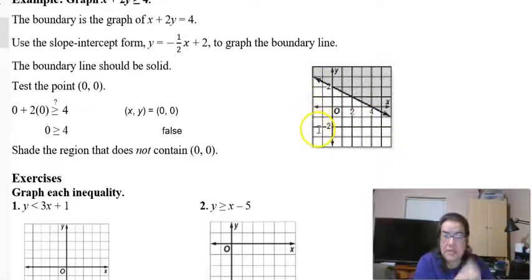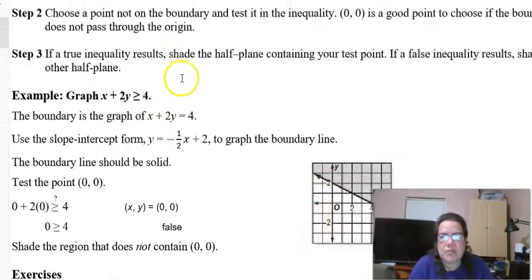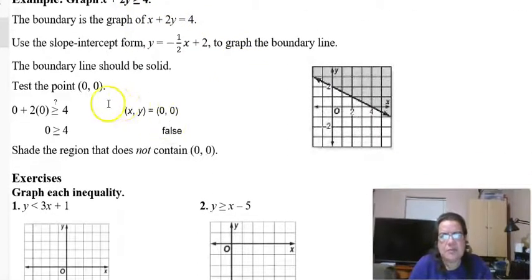Now the question is, well, it wasn't an equal sign. There's this greater than sign here. So test a point, 0, 0. There it is again. So if 0, 0 makes it true, then you shade this part. So let's see what happens when we insert that 0 for the x, 0 for the y. Oh, wait a minute. I get 0 greater than 4. No, that's completely false. So therefore, this point, 0, 0, is not in the graph. So I don't shade this area.